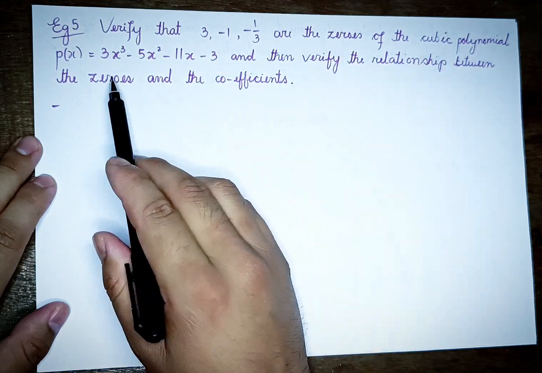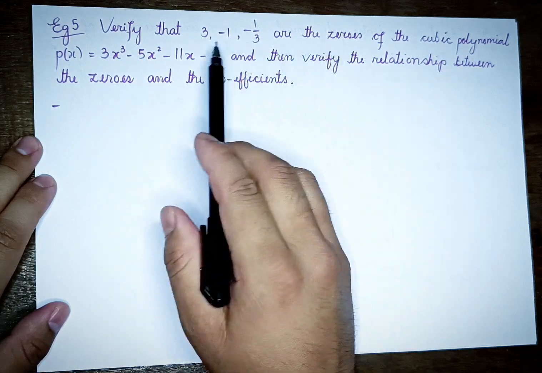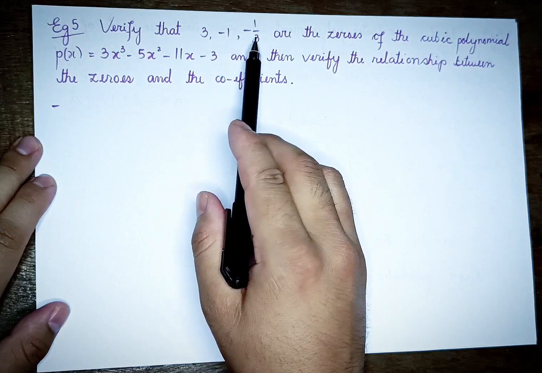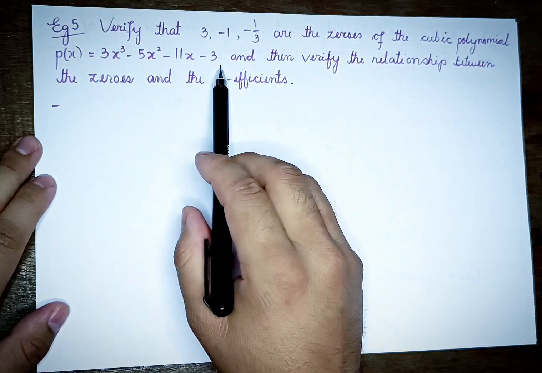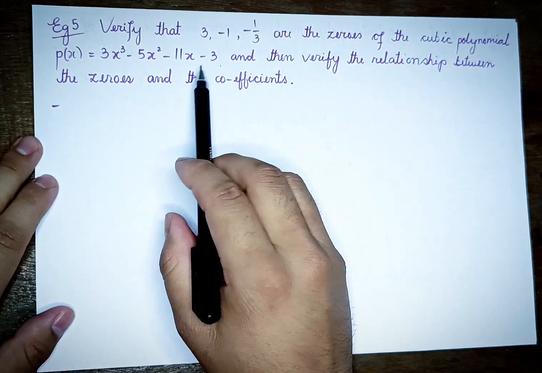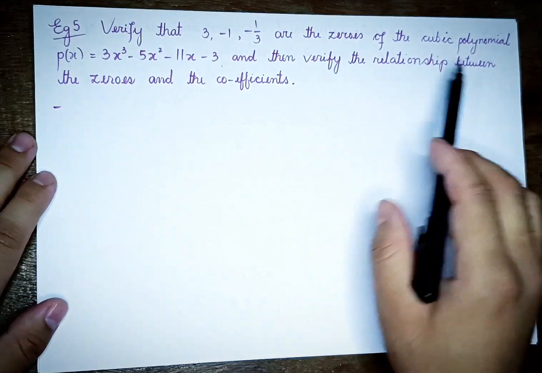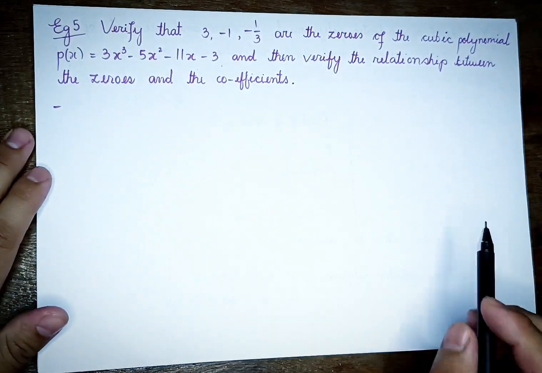Here we are given a cubic polynomial. We are going to verify 3, minus 1, and minus 1 by 3 as the zeros of this cubic polynomial, and further we are going to verify the relationship between the zeros and the coefficients.